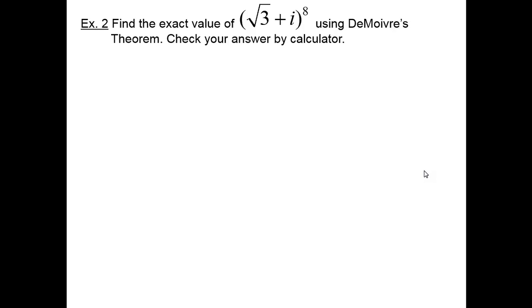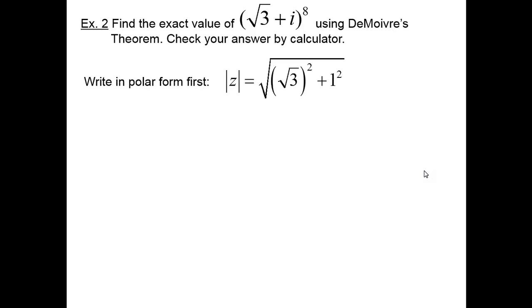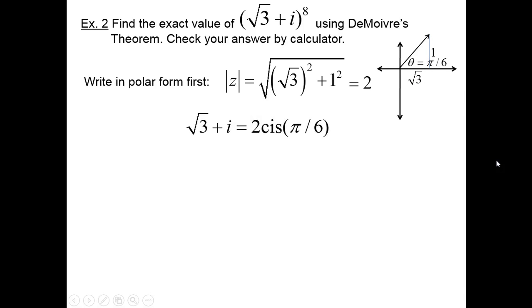Okay, so let's convert this to polar form first. The modulus is just going to be the square root of radical 3 squared plus 1 squared, which is just 2. And this will be in the first quadrant. If we make a little sketch of it, where the real part is square root of 3 and the imaginary part is 1, think about tan theta is 1 over the square root of 3. Where does tangent equal 1 over radical 3, or root 3 over 3? Pi over 6. So here's the polar form of the number, 2 cis pi over 6.